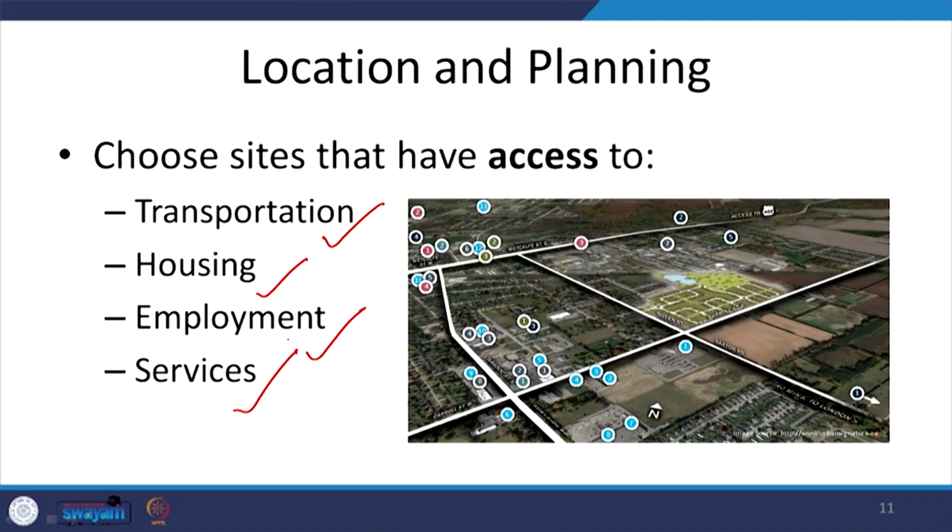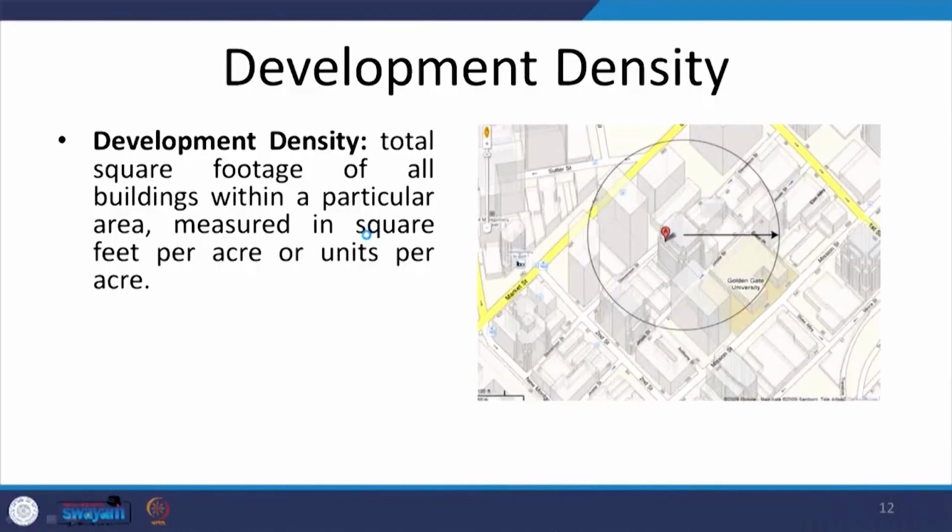Now, we are talking about a commercial building development, where there should be housing in the proximity, other opportunities for employment, services infrastructure should be available, and there should be enough transportation, so that we reduce the load on privately owned vehicles and public transportation usage is maximized. To do that, we look at the development density.